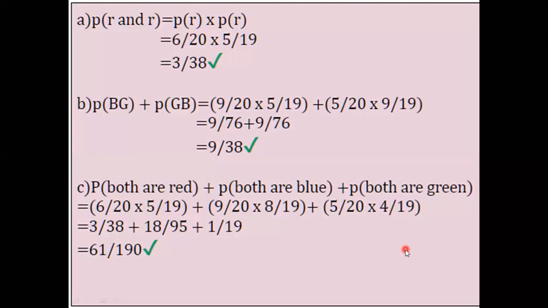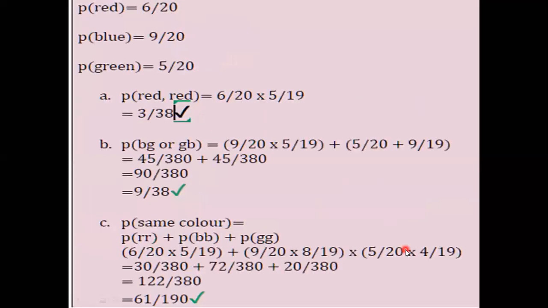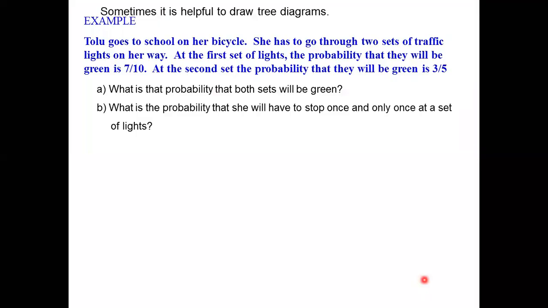So that is the solution presented by a student, and this is another solution presented by another. So I just made the two available. Now there's an example here before us. It says that Tolu goes to school on her bicycle. She has to go through 2 sets of traffic lights on her way. At the first set of lights, the probability that they will be green is 7 over 10. At the second set, the probability that they will be green is 3 over 5.